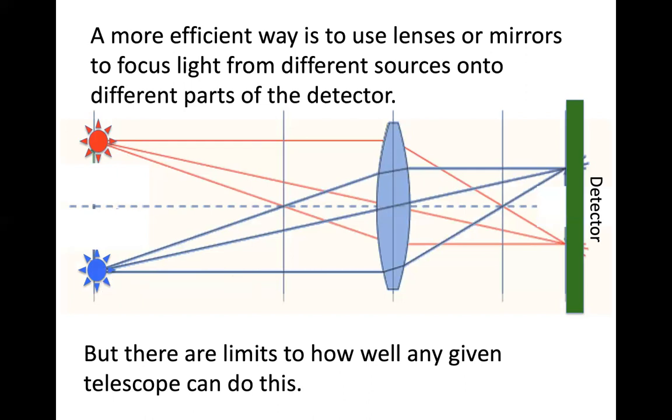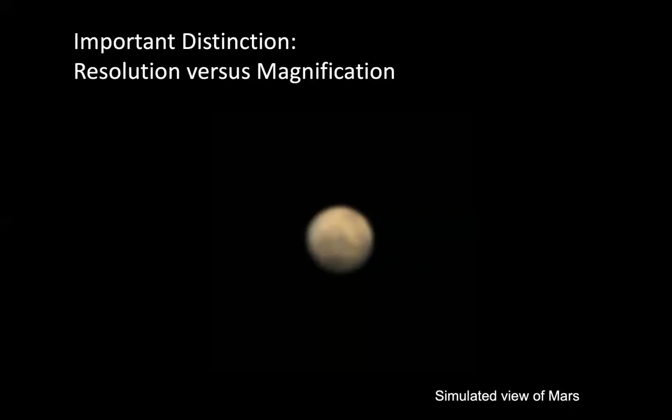Now, I want to distinguish a couple of things here, which get mixed up occasionally. It is resolution versus magnification. Resolution is set by what kind of details you can observe. Magnification is set by how big the image is.